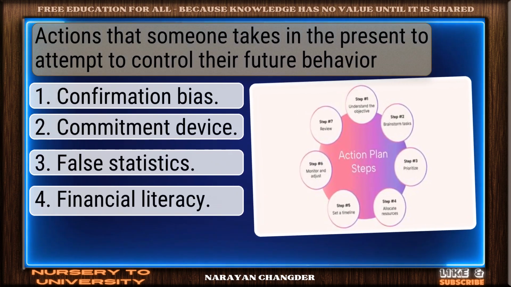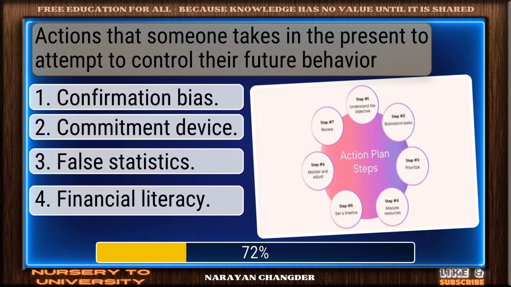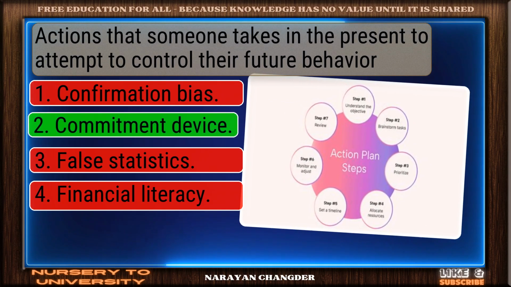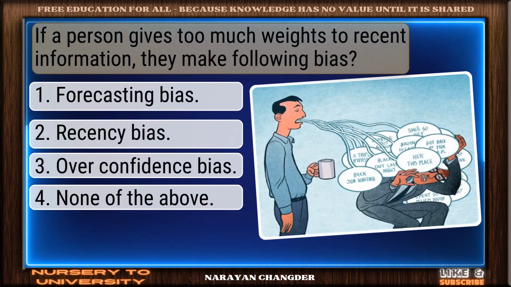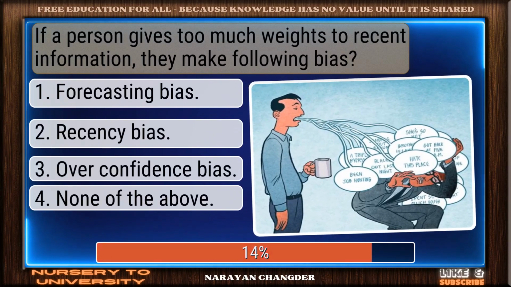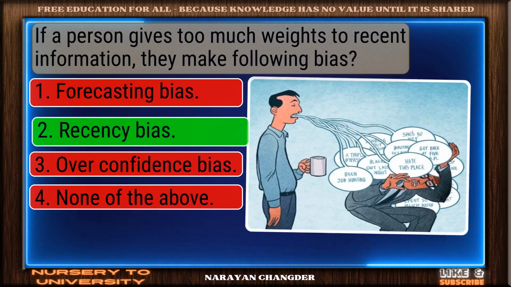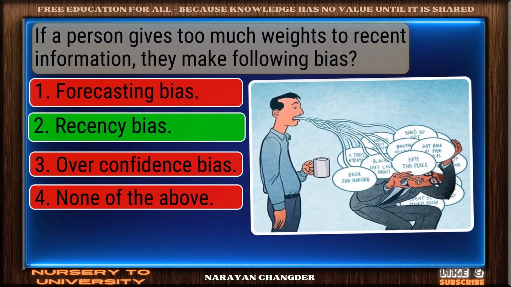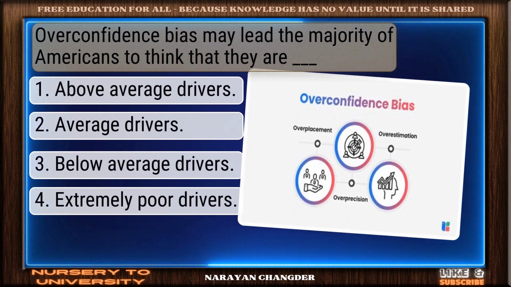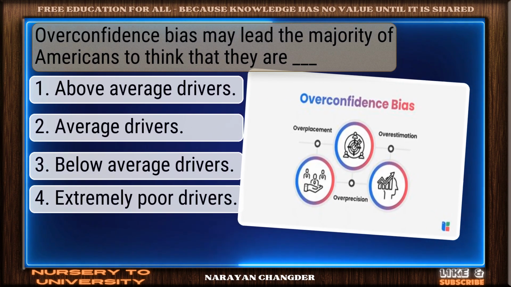Actions that someone takes in the present to attempt to control their future behavior. Great job. Commitment device is the accurate answer. If a person gives too much weight to recent information, they make the following bias. Clear logic. Your choice, recency bias, is sound and 100% true. Overconfidence bias may lead the majority of Americans to think that they are blank.